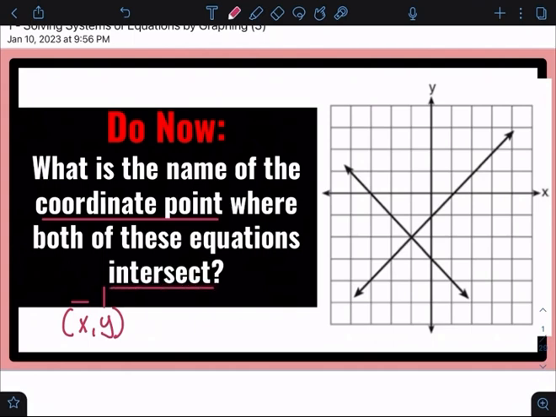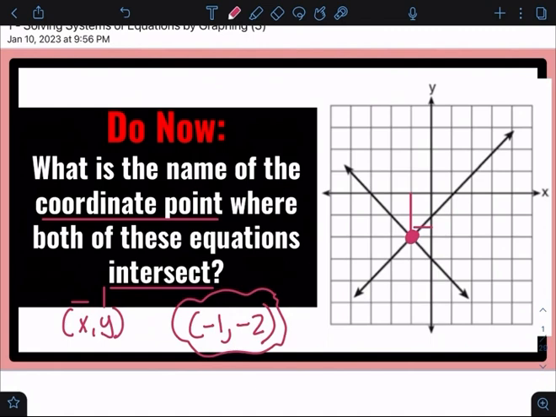If you know intersect, that's where two lines cross, the point where they cross, and they cross right here. And to get to that point from the 0, 0 line, I had to go to the left 1, which would make it -1. And I had to go down 1, 2. If I went down 2, that would be -2.